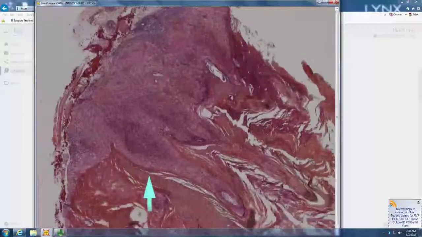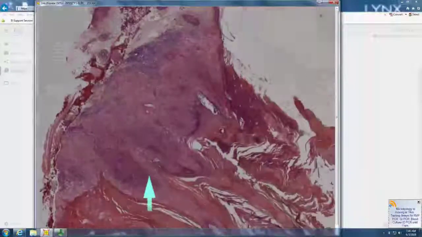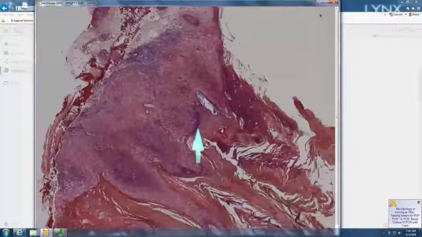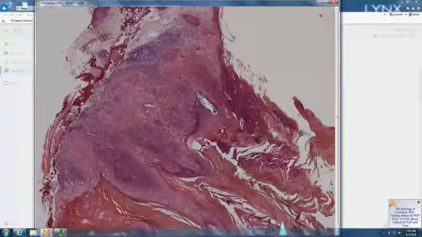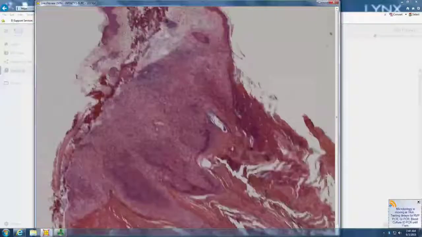Looks verrucous in areas. Definitely looks verrucous. Coarse hypergranulosis, serum, round parakeratosis, and vertical tears. So it's a wart, right?